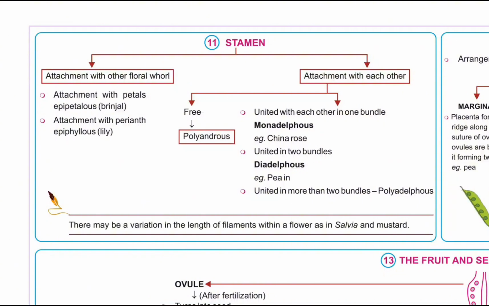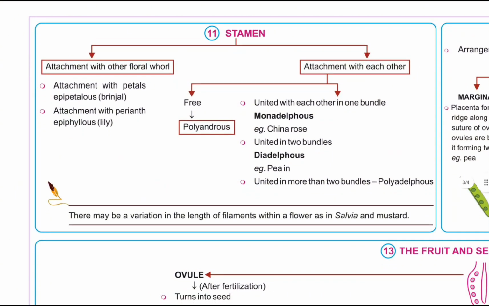Stamens are of 2 types: attachment with other floral whorls and attachment with each other. Attachment with the petals: epipetalous, brinjal. Attachment with the perianth: epiphyllous, lily. Attachment with each other: if free, polyandrous; united in one bundle, monodelphous, example China rose; united in 2 bundles, diadelphous, example pea; united in more than 2 bundles, polyadelphous. There may be a variation in the length of filaments within a flower, as in salvia and mustard.